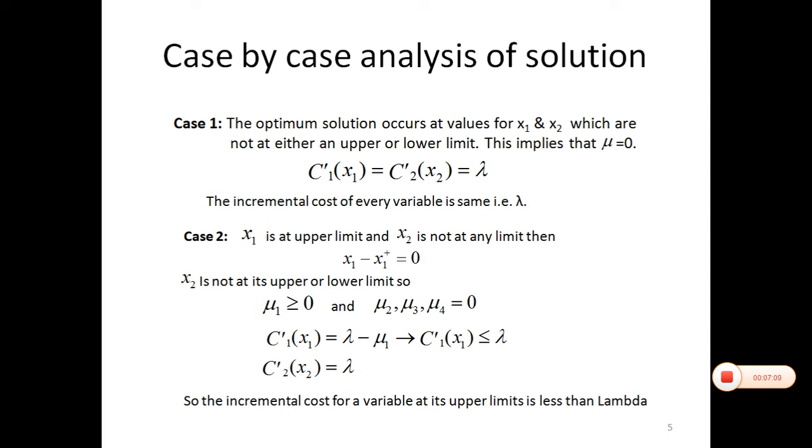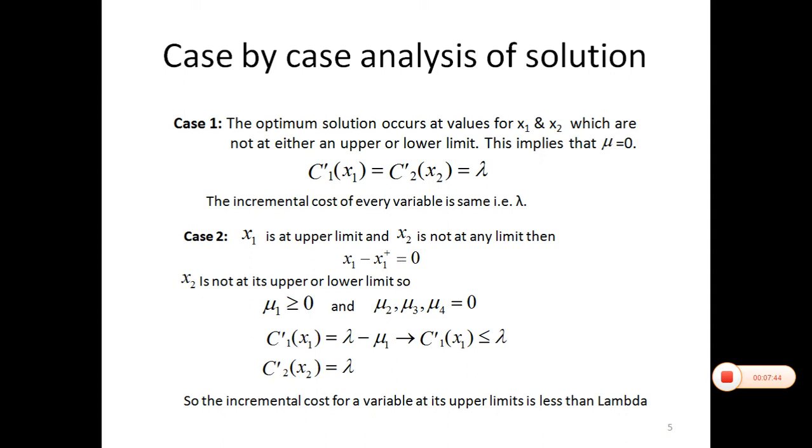So by making mu equals to 0, we get the incremental cost function. The solution will be that the incremental cost function should be equal to 0. So we get c1 prime x1 equals c2 prime x2 equals lambda. So in this case, when your solution is not at either upper or lower limit, the incremental cost of every variable will be the same, and that will be equal to lambda.